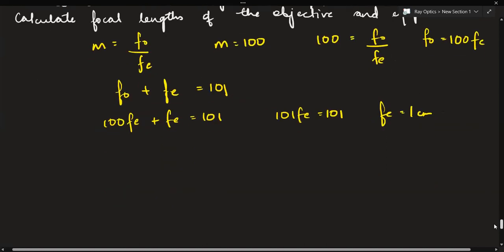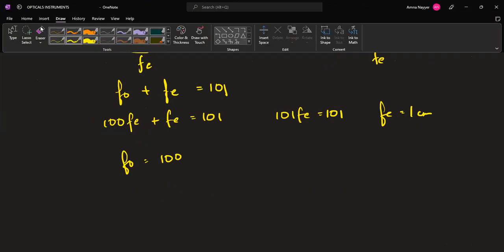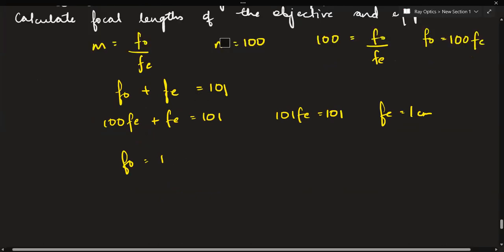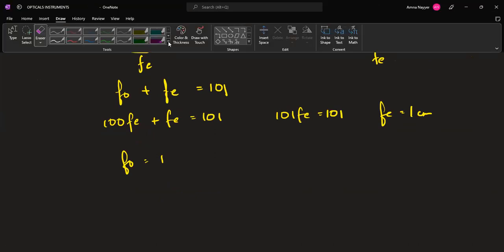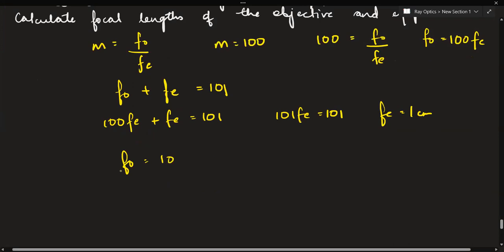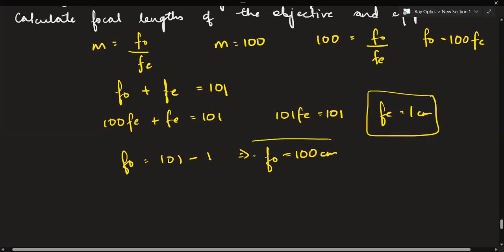Now put this in the other equation that you have. In this, F naught will be equal to 101 minus Fe. This will be 101 minus 1. That is F naught will be equal to 100 centimeters. So Fe will be 1 centimeter, F naught will be equal to 100 centimeters.